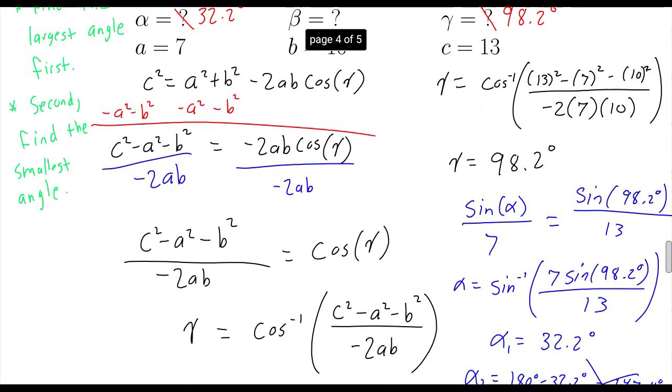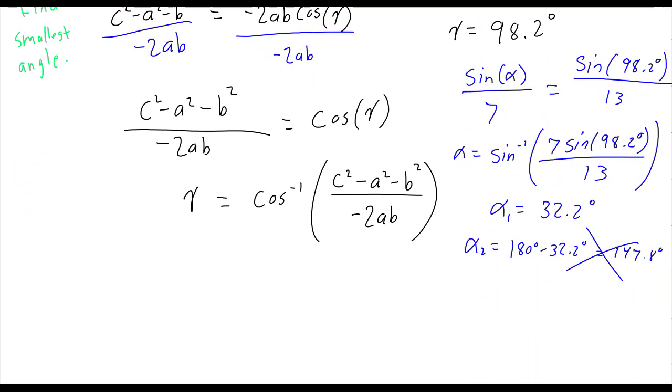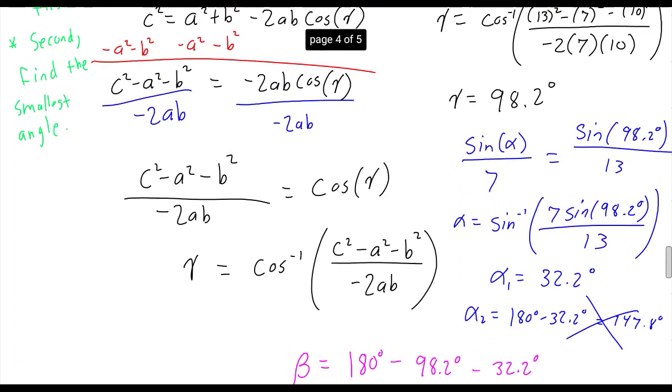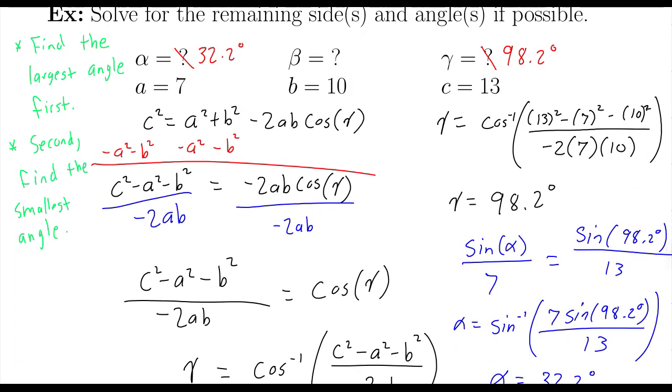Okay, now let's find beta. So beta will be 180 degrees minus gamma, 98.2 degrees, minus alpha, 32.2 degrees. 180 minus 98.2 minus 32.2 is 49.6. Okay, so beta is 49.6 degrees. There we go. We found all the angles.